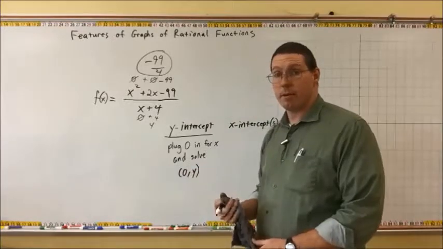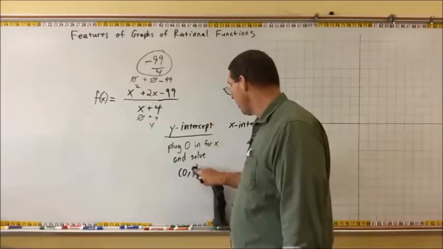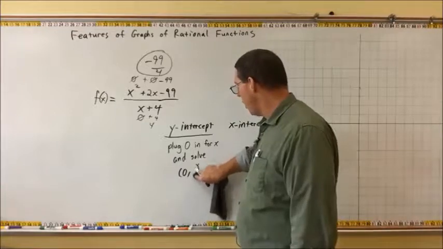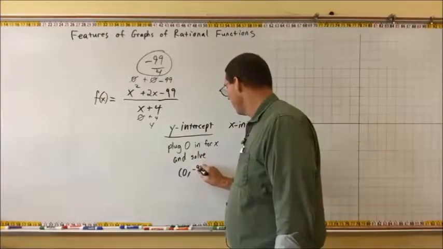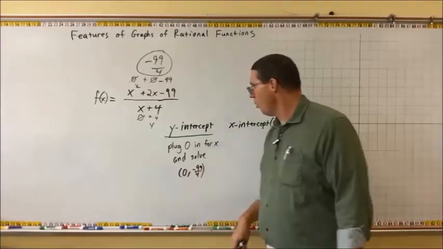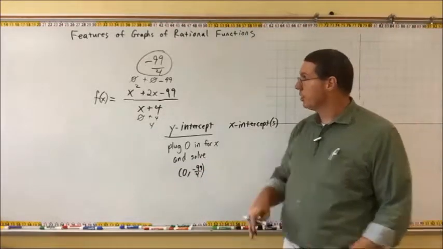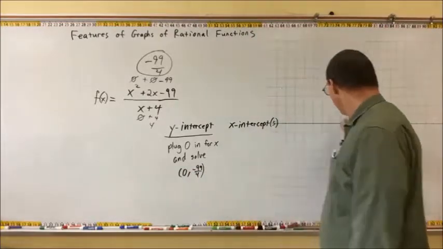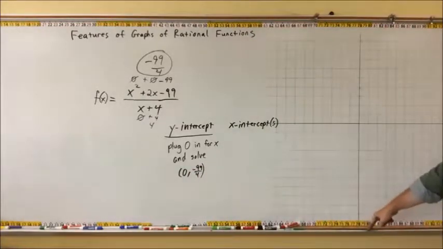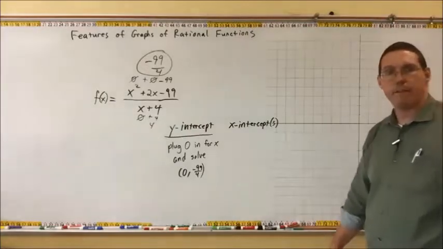And it's always going to be a 0 for x when you're doing the y-intercept. And what did we get for the y value? We got negative 99 over 4. And so the y-intercept of this function is 0 and negative 99 over 4, which is somewhere. Here's 0, negative 99 over 4 is down there. It's almost at negative 25.